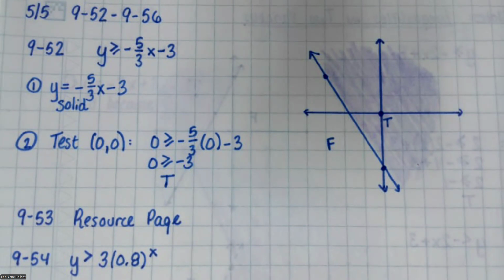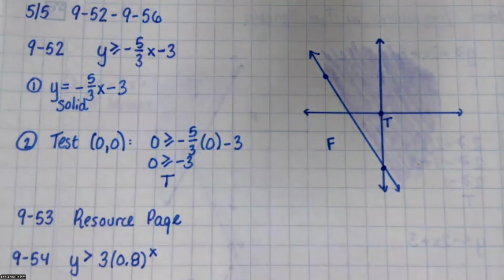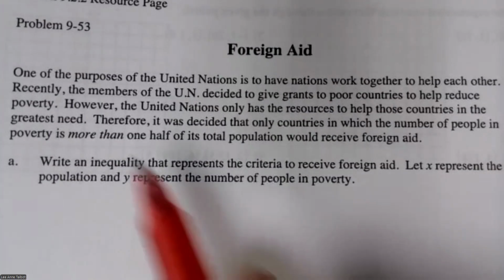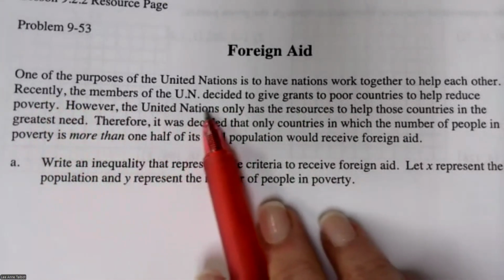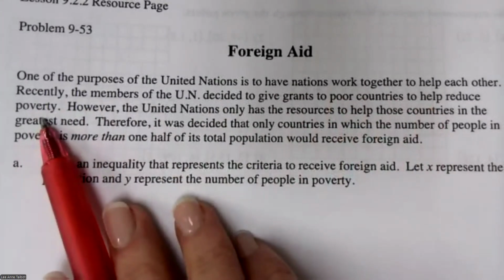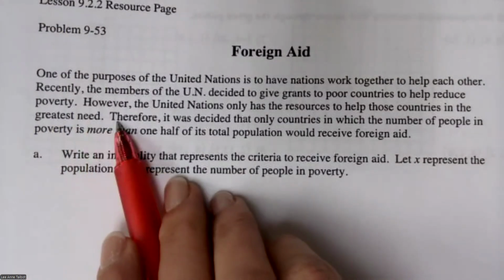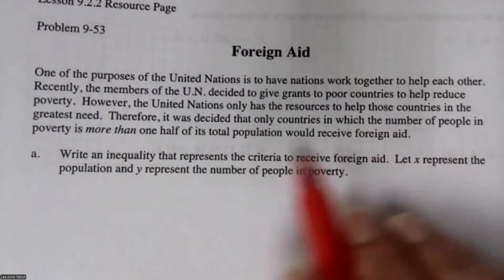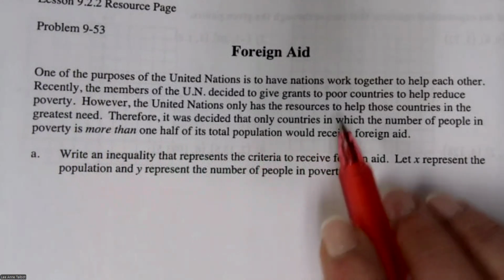Yeah. Okay. Now, if you guys could go back to that resource page, number 53, 4 and 8. One of the purposes of the United Nations is to have nations work together to help each other. Recently, the members of the UN decided to give grants to poor countries to help reduce poverty. However, the United Nations only has the resources to help those countries in the greatest need. Therefore, it was decided that only countries in which the number of people in poverty is more than 1/2 of its total population would receive foreign aid.